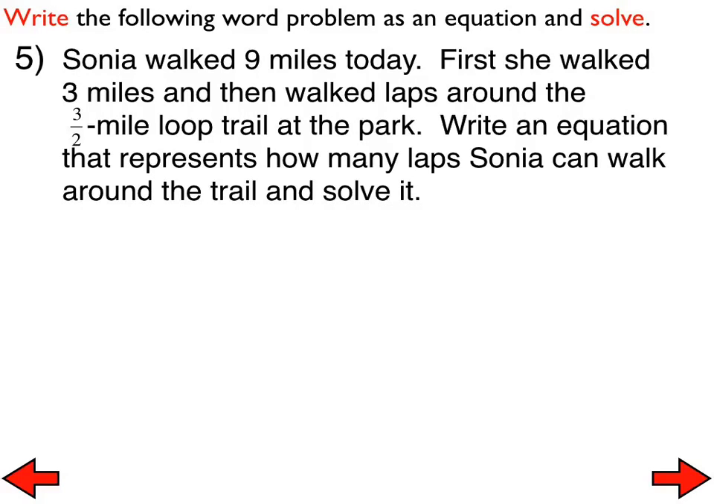So if she's walking laps, that's 1.5, then 1.5, then 1.5, then 1.5. So the number of miles changes depending on how many laps she walks, right? So that's going to be our varying term. So it's our variable term. Do you want to set it up? I don't know if it was right, but I did 3/2x plus 3 equals 9. That's perfect. 3/2x plus 3 equals 9.